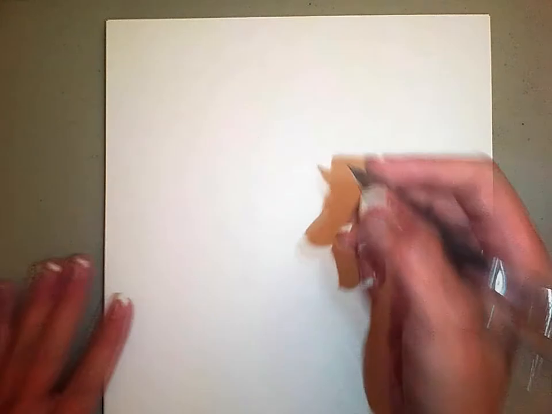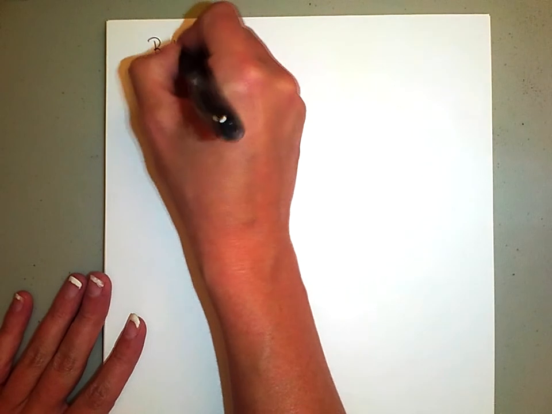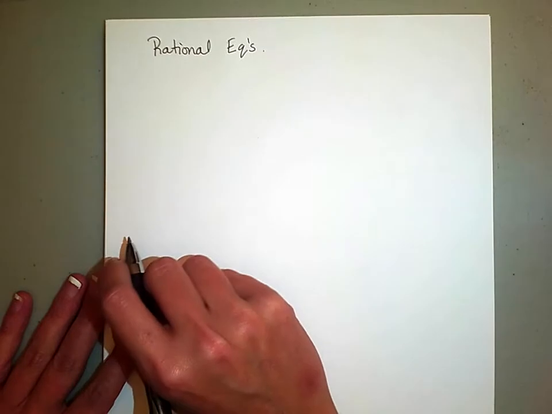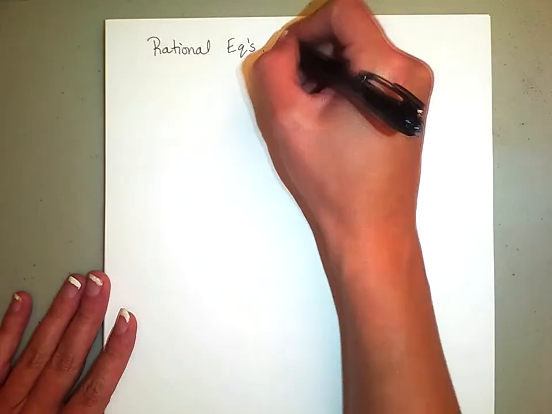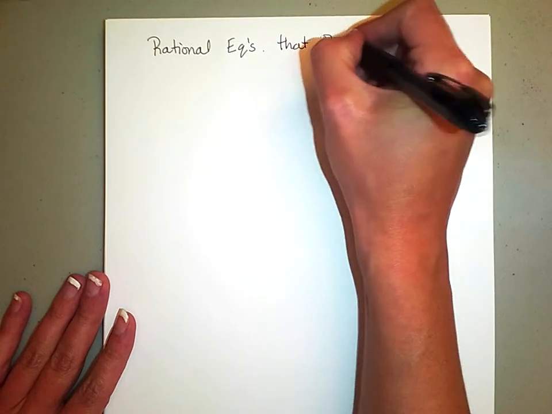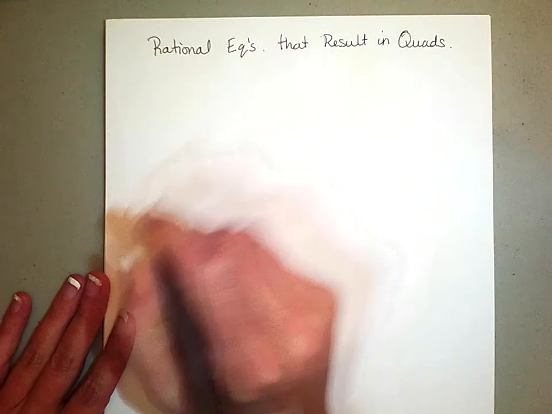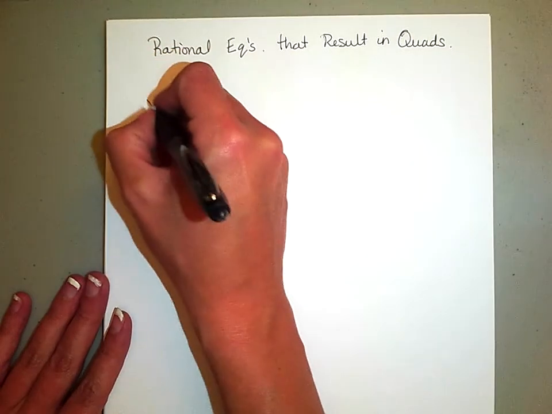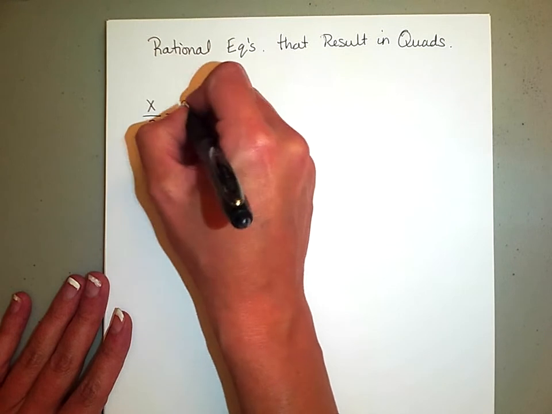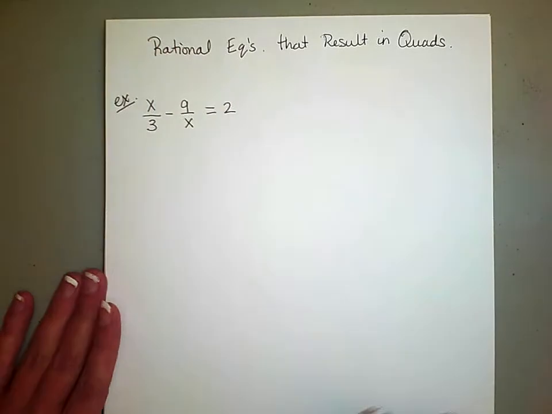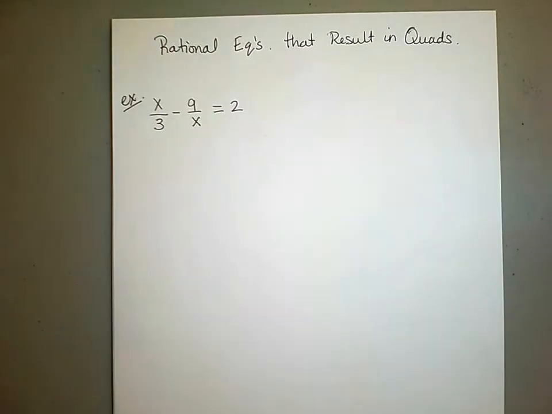All right, this brings us to our last type of other equations. These are rational equations, but when we're done with them, they will be quadratics. So, for example, if we had x over 3 minus 9 over x is equal to 2. We already know how to solve rational equations, so we're going to go about that in the same way.